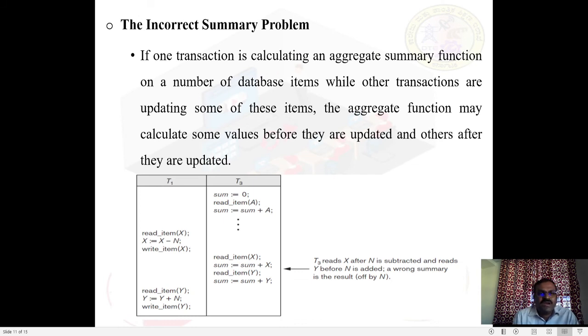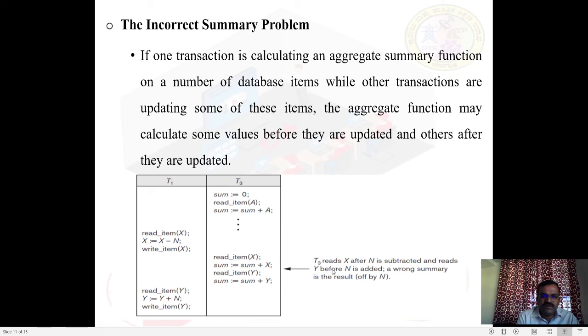Next, the incorrect summary problem. If one transaction is calculating an aggregate summary function on a number of database items, while other transactions are updating some of these items, the aggregate function may calculate some values before they are updated and others after they are updated. Here is an example. There are two transactions.